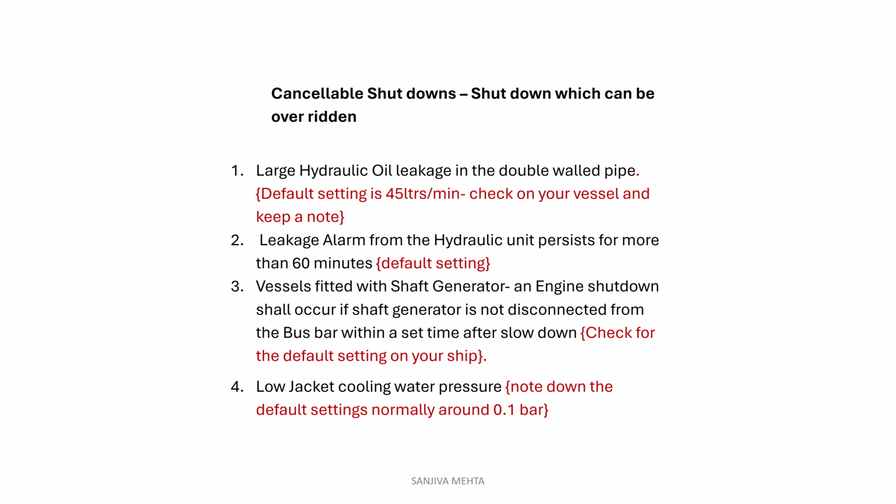For a vessel fitted with a shaft generator, an engine shutdown shall occur if the shaft generator is not disconnected from the bus bar within a set time after slowdown. Of course, this also can be checked, what is the default setting on your ship. Low jacket cooling water pressure, normally 0.1 bar. The discharge cooling water pressure is low. The engine must shut down, but cancelable. Again, during maneuvering, you can live with it for some time.